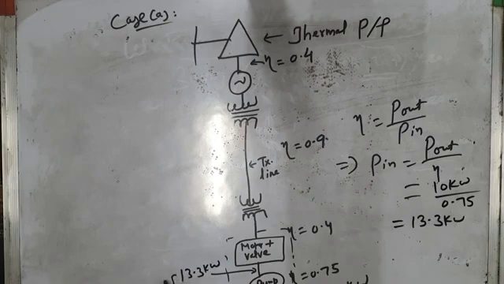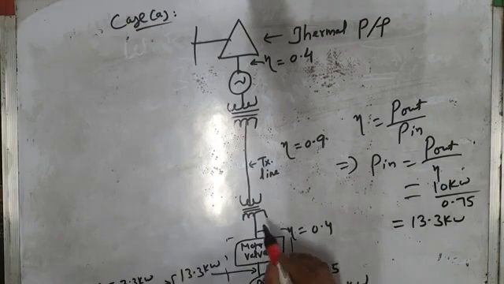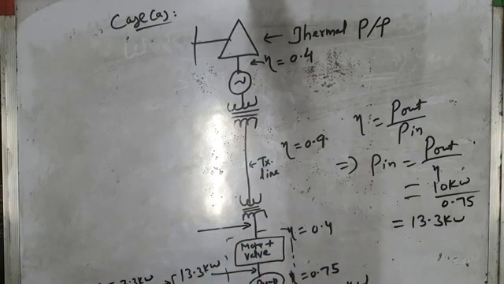And how much is the loss? Let me write here, loss. Loss is 13.3 minus 10, that is 3.3 kilowatts. Fine. Now, what is the input to the motor?